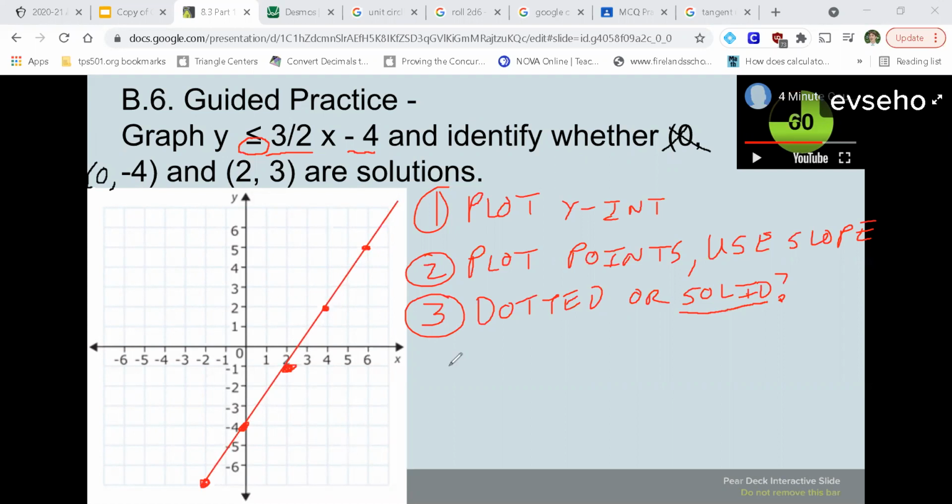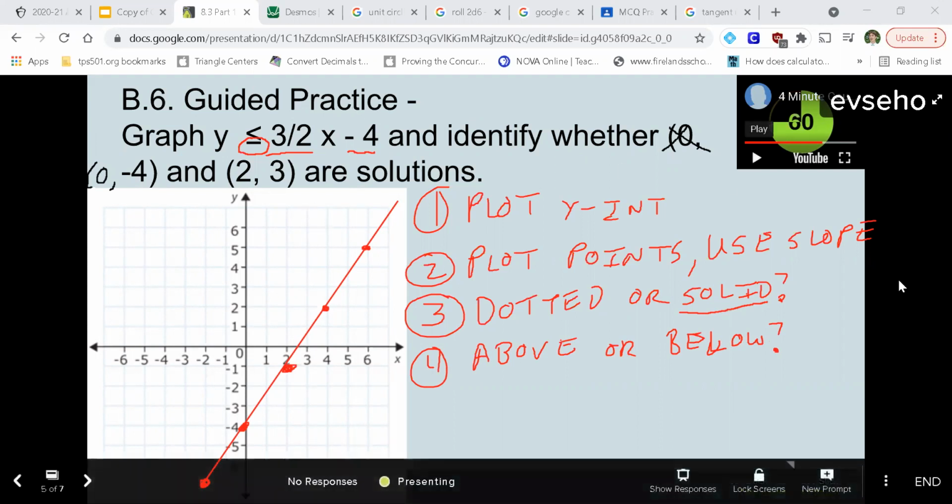All right, last step. Do we shade above or below? Again, I'll give you 30 seconds to think about what your answer is and why. What are we doing? Do we shade above or below?